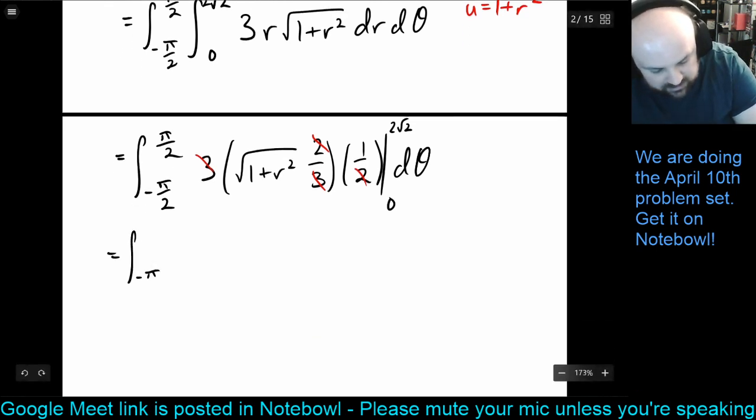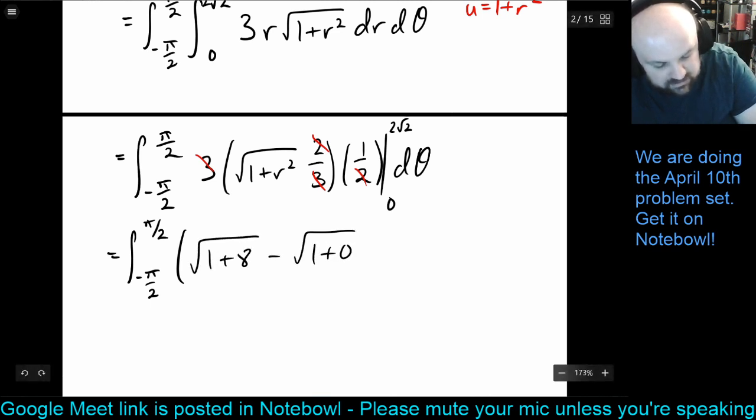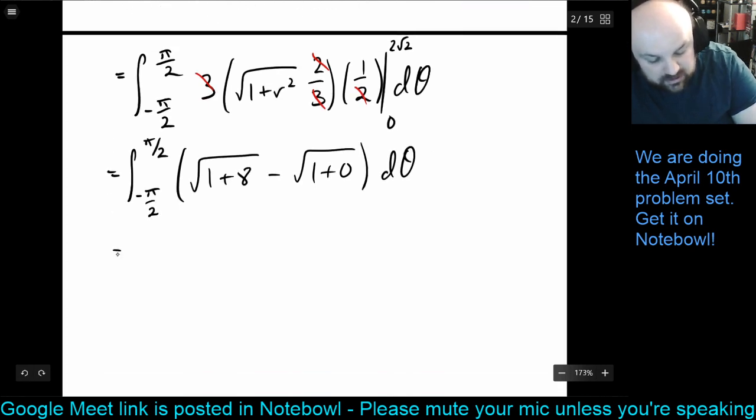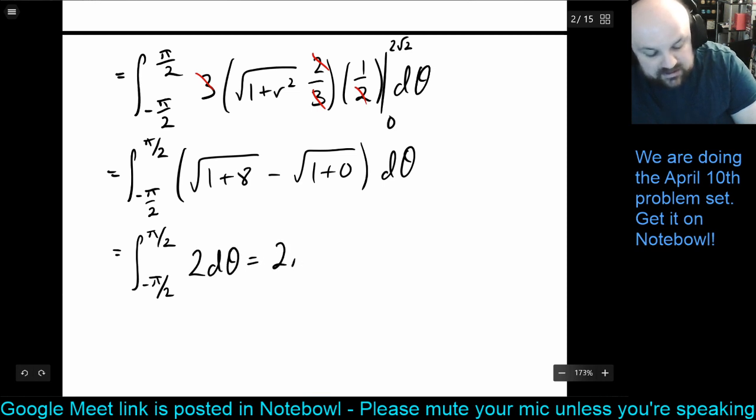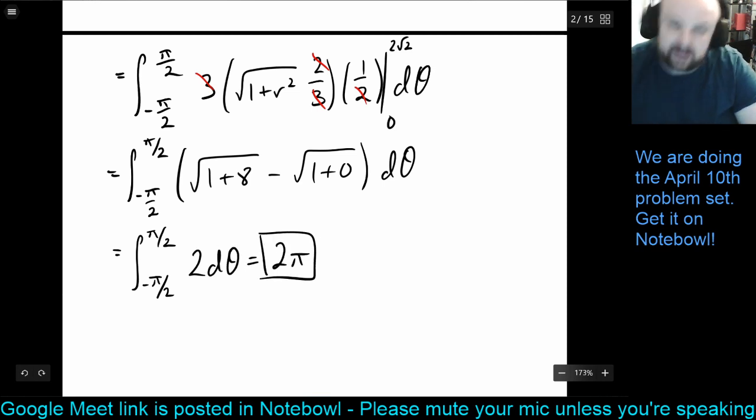So from minus pi over 2 to pi over 2, this is going to be square root of 1 plus 8 minus square root of 1 plus 0, d theta. So what we're looking at here is the integral from minus pi over 2 to pi over 2. This is square root of 9 minus square root of 1, so 3 minus 1. This is 2 d theta. And so this integral is going to end up being 2 pi.